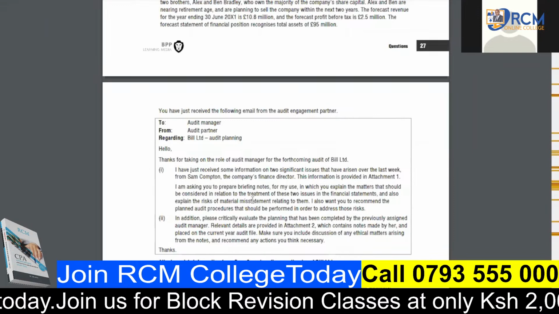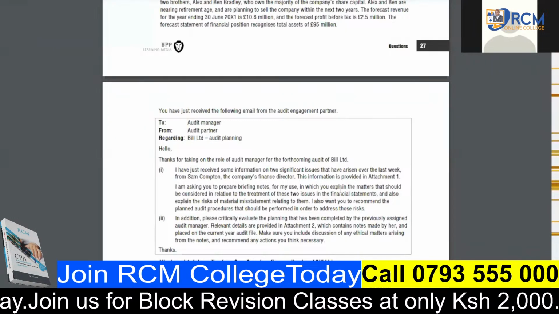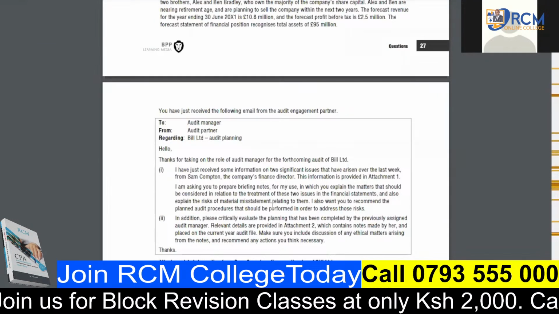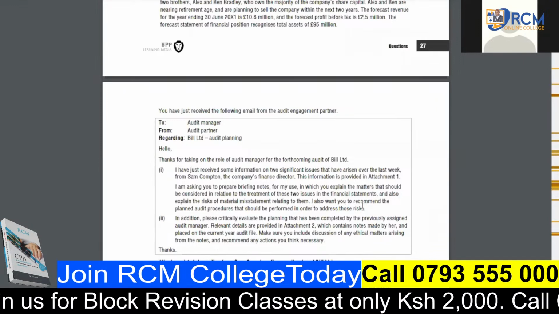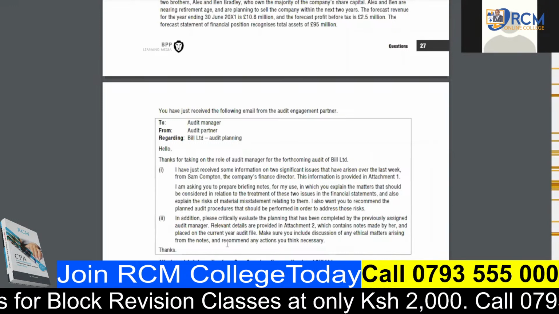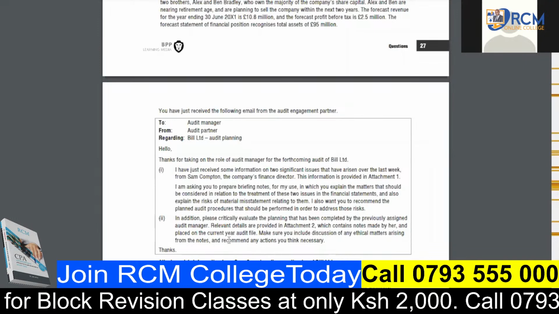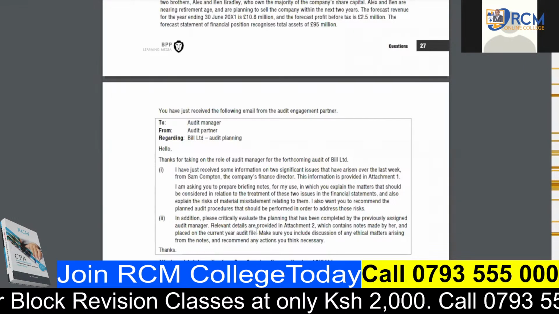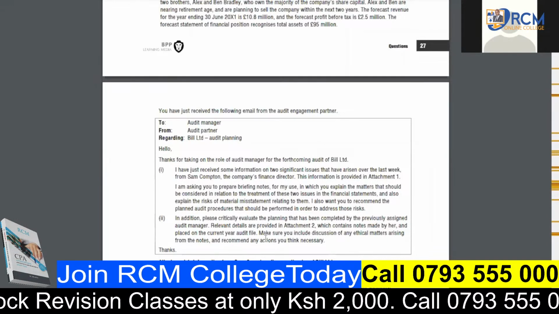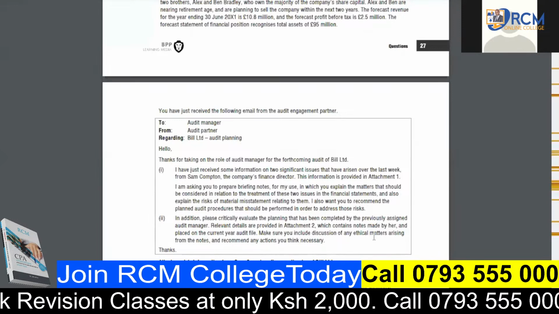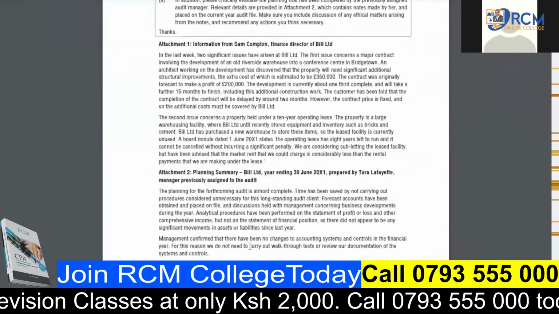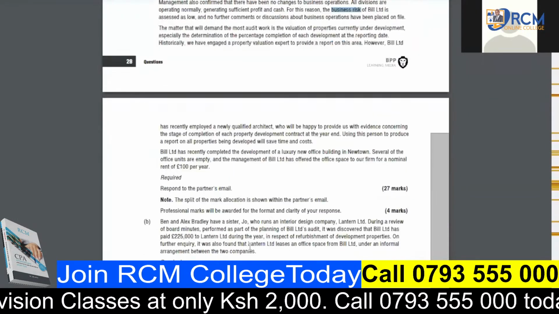I'm asking you to prepare briefing notes for my use in which you explain the matters that should be considered in relation to the treatment of these 2 issues in the financial statements, and also explain the risk of material misstatement relating to them. I also want you to recommend the planned audit procedures that should be performed in order to address those risks. In addition, please critically evaluate the planning that has been completed by the previously assigned audit manager. Relevant details are provided in attachment 2, which contains notes made by her and placed on the current year audit file. Make sure you include discussions of any ethical matters arising from the notes and recommend any actions you think are necessary. So attachment 1, let me see how big it is.